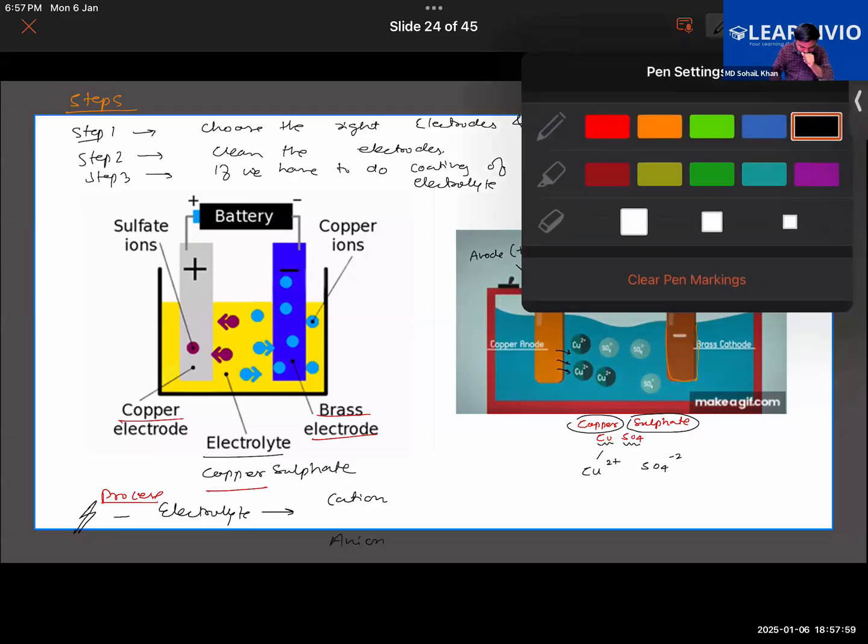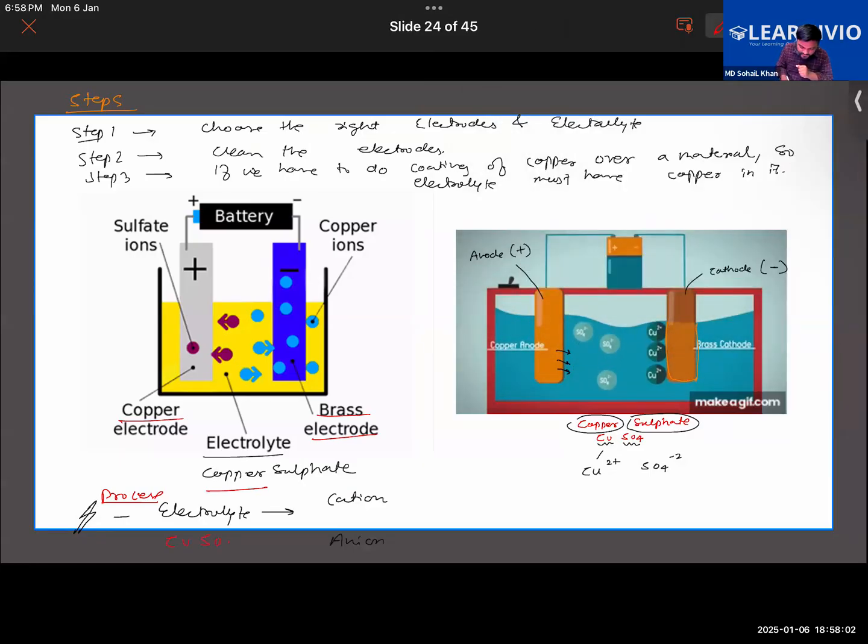In the case of copper sulfate, that is CuSO4, which one is the cation, guys? Copper or sulfate? Copper, exactly. Good. So copper is the cation, Cu2+, and the anion is the sulfate. Copper, being positive, will deposit at which rod? Obviously at the cathode. So it deposits at the cathode, and the anion will be depositing at the anode.